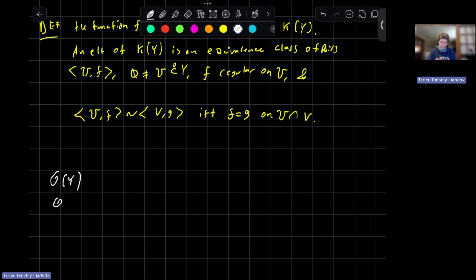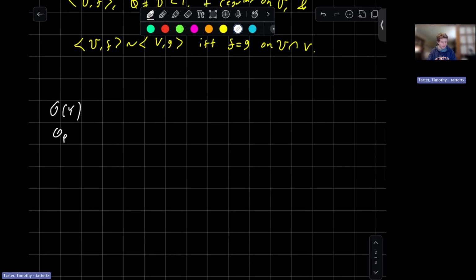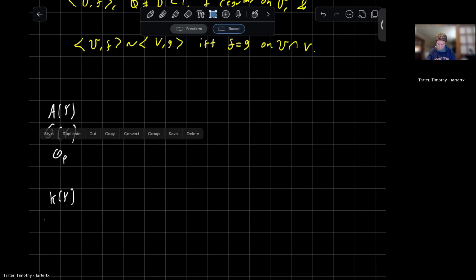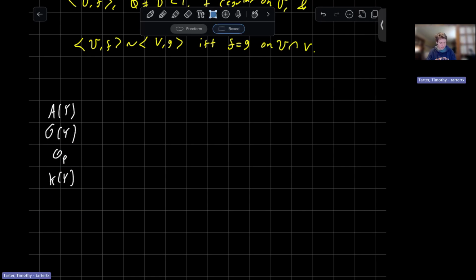O of Y, O of P, K of Y, and I'll also go ahead and include A of Y, because it's in here. Are there any others that we're going to need? I don't think so. Oh, S of Y. Yep.